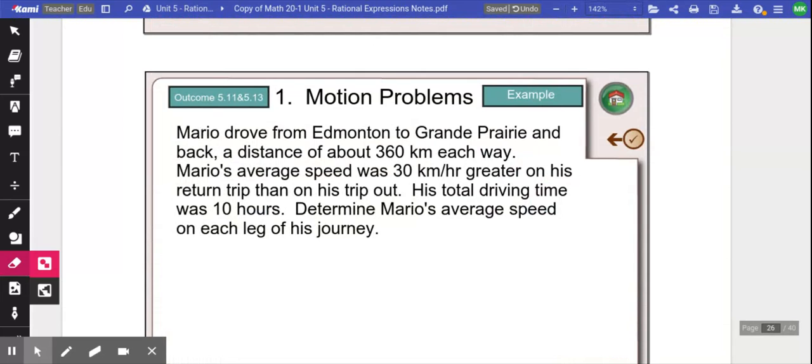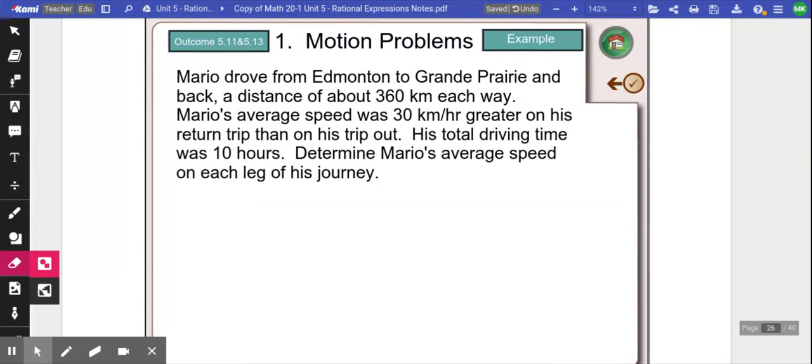So the first type of word problem we're going to do today is a motion problem. It's anything to do with distances and speeds and times, okay? So we're going to see a couple different ones. The first one is Mario drove from Edmonton to Grand Prairie and back, a distance of about 360 kilometers each way. Mario's average speed was 30 kilometers greater on his return trip than on his trip out. His total driving time was 10 hours. Determine Mario's average speed on each leg of his journey.